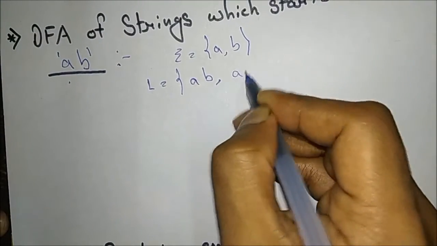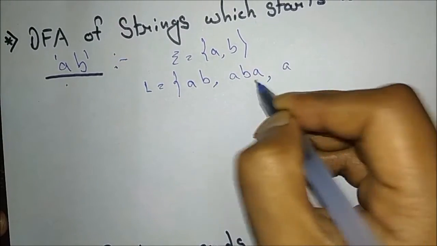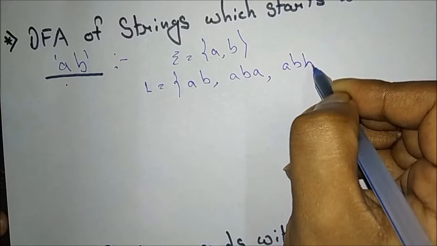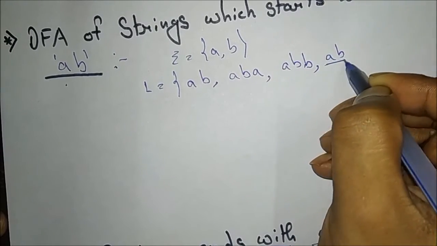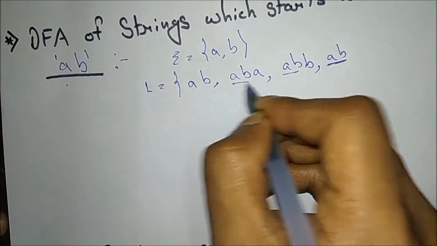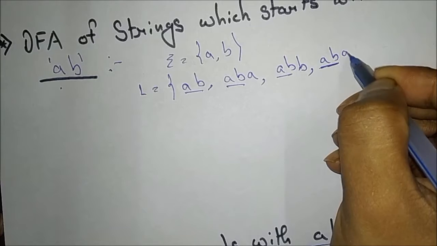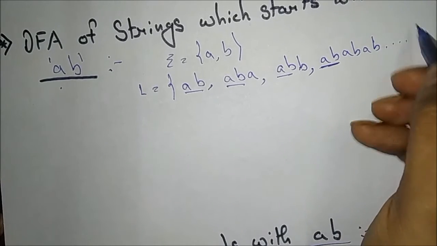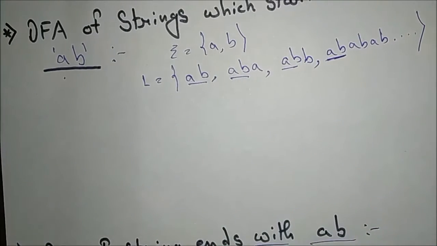Then after seeing AB, we can see any number of A's, it will be accepted. After seeing AB, we can see B also, it will be accepted. After seeing AB, we can see any number of AB, and so on. So it will be accepted. So this language is also an infinite language.